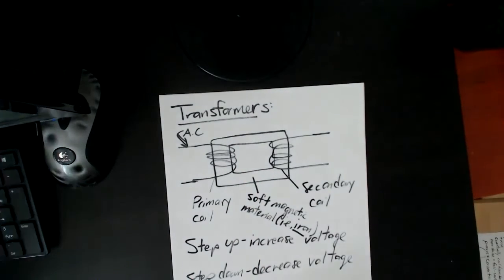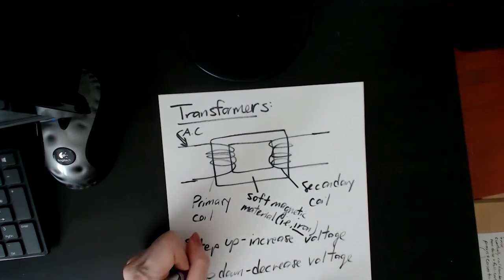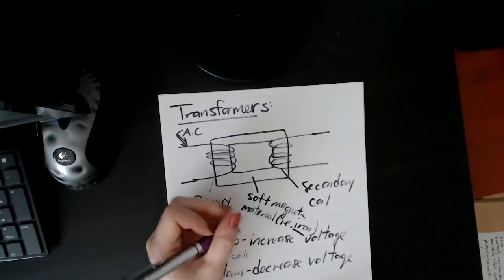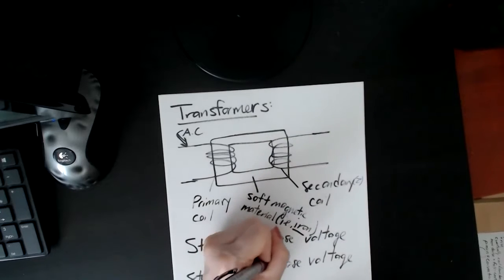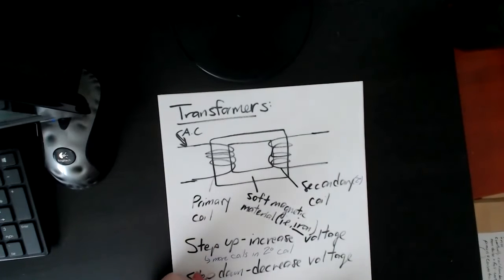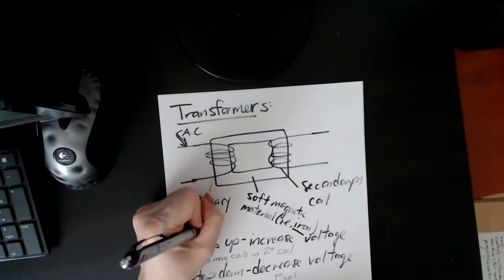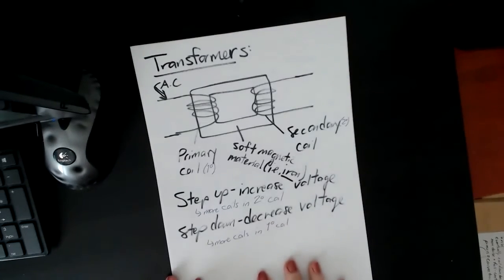Step up transformers, if you're increasing the voltage, have more coils in the secondary coil, whereas step down transformers are going to have more coils in the primary coil. And there's an equation for that, of course.